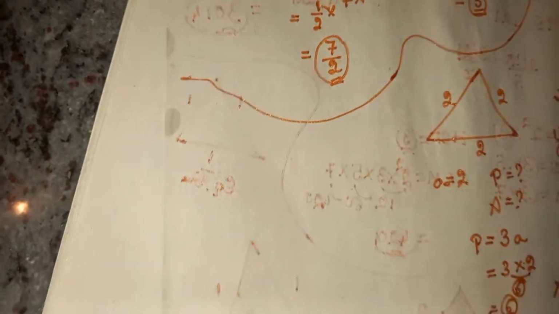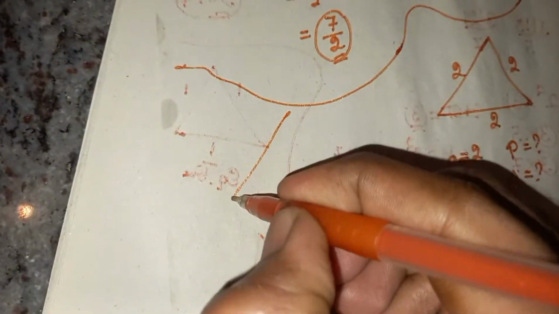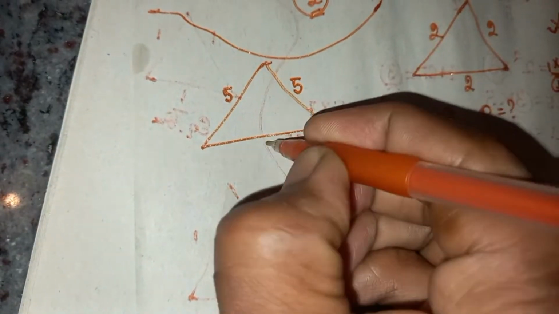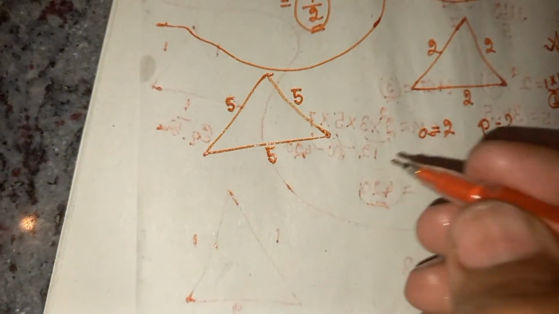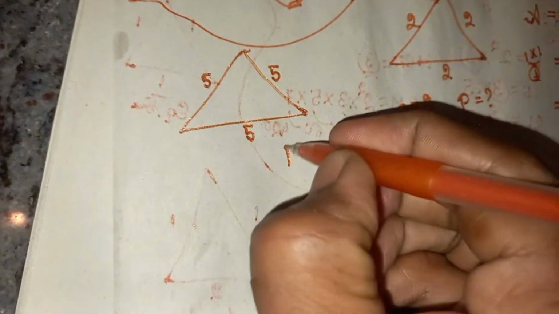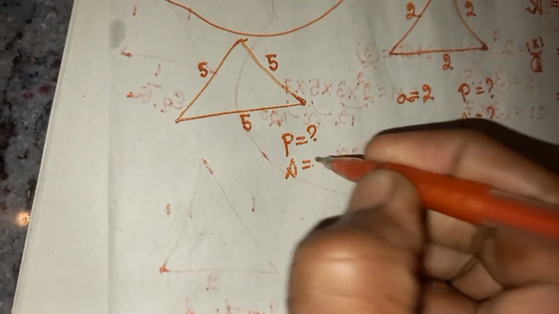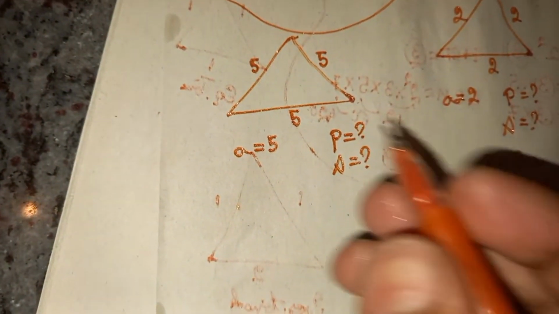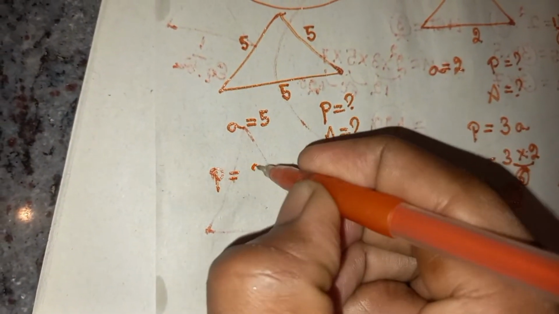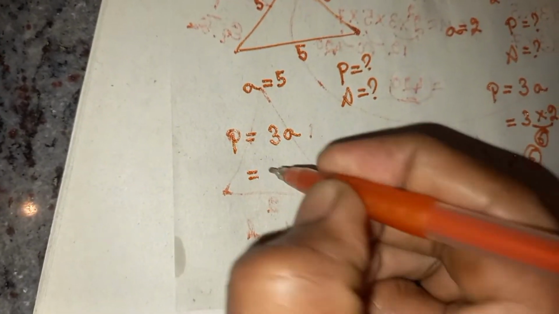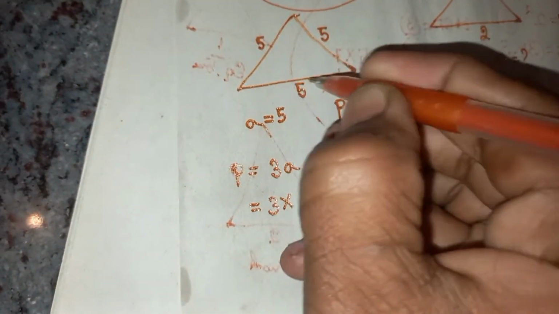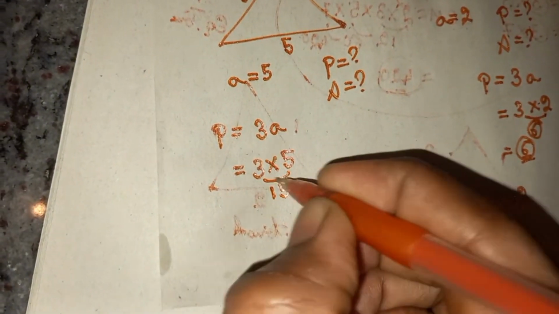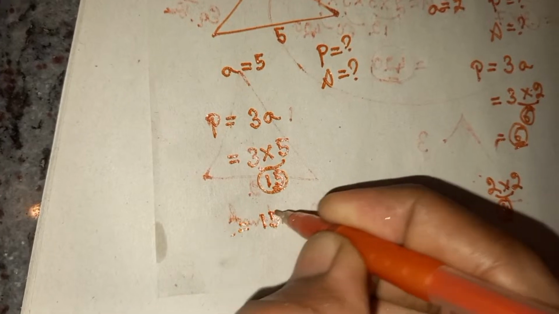Let's take another triangle. In this triangle, they have given all sides as 5 units. When all sides are 5 units, here also you need to find the perimeter and the area of this triangle. You can find it. The perimeter of the triangle is 3 times the side length, which is 3 times 5 units. 3 times 5 is 15. So this is going to become 15 units.